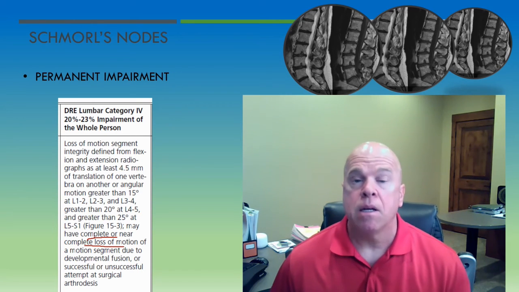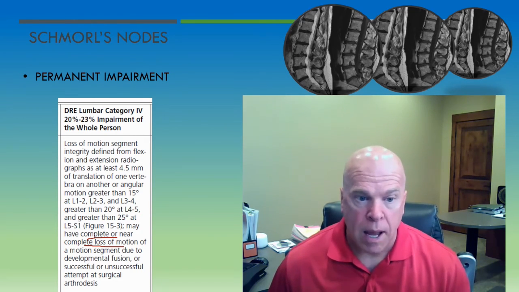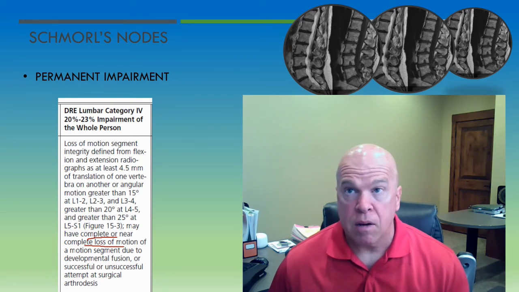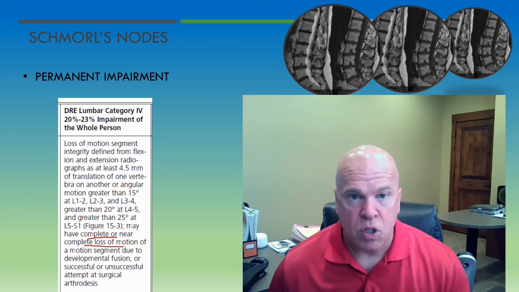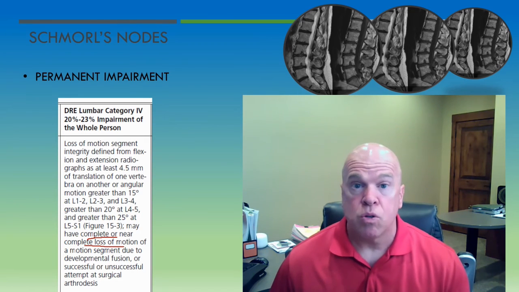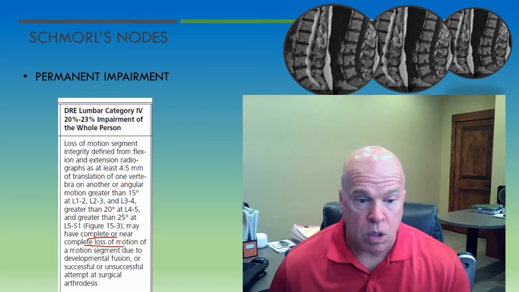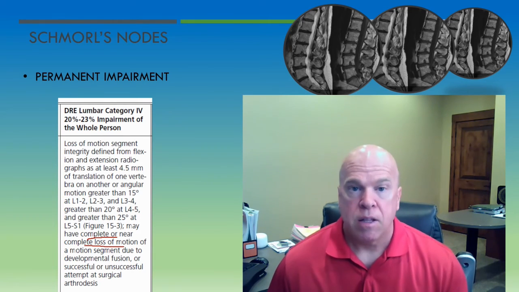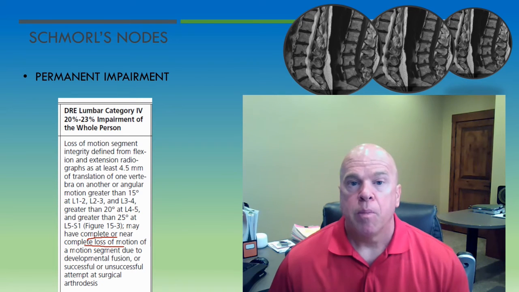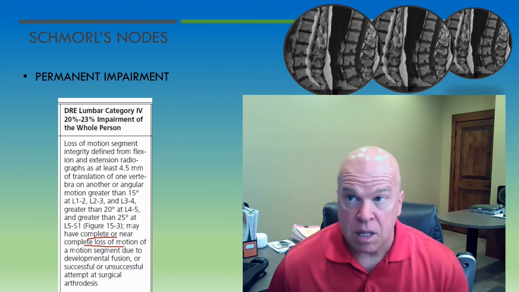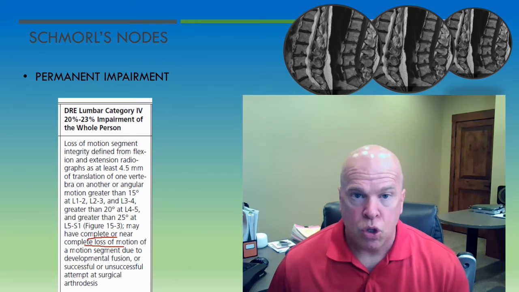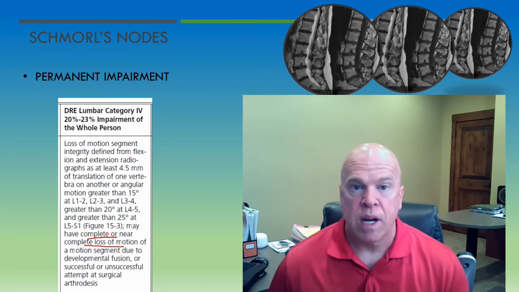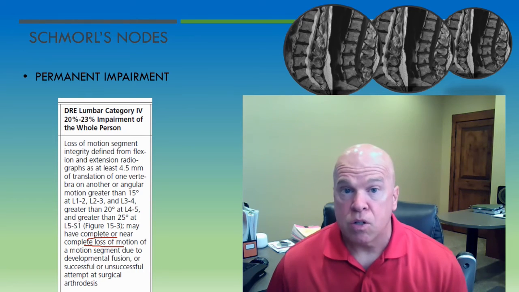But you can provide for a substantial permanent impairment rating for what is actually a substantial loss of function of the spine if that segment of the spine shows loss or near complete loss of motion at this particular motion segment. But I caution you on this method in that the only caveat is it's sometimes difficult to do flexion and extension radiographs in this particular section of the spine.